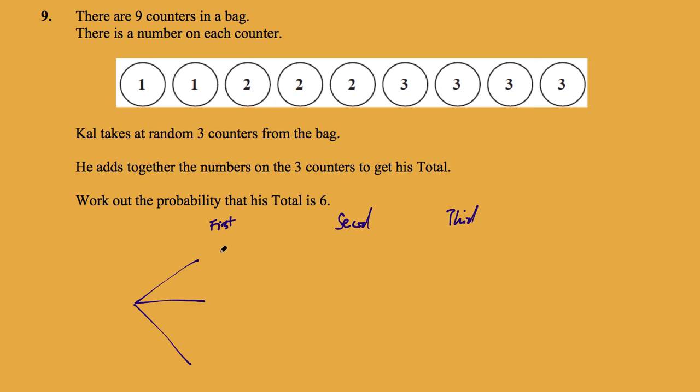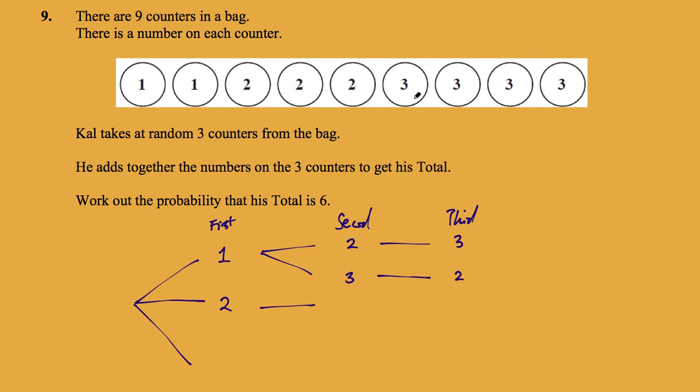If his first counter is a 1 and he needs to end up with a 6, he needs to then get 2 followed by a 3 or a 3 followed by a 2. And I'm not interested in any of the other outcomes, so I'm not going to list them here. If his first counter is a 2, in fact, the only way he can end up with a 6 is by getting a 1, a 2, and a 3.